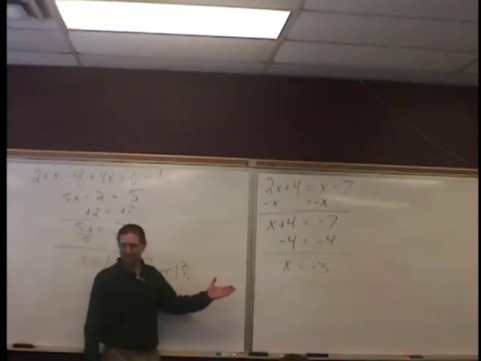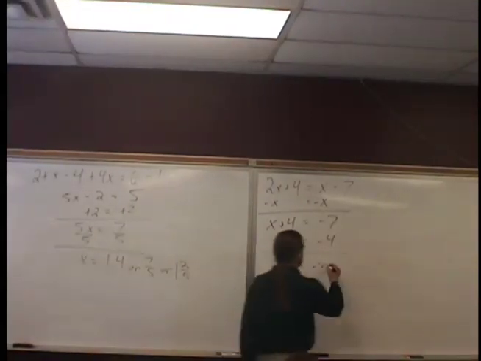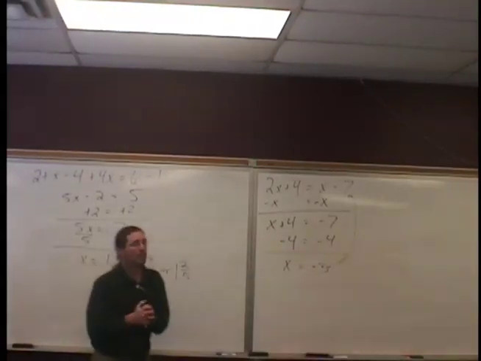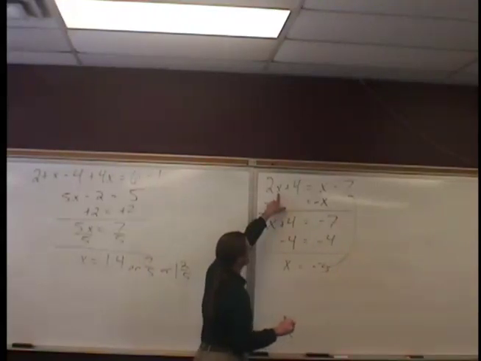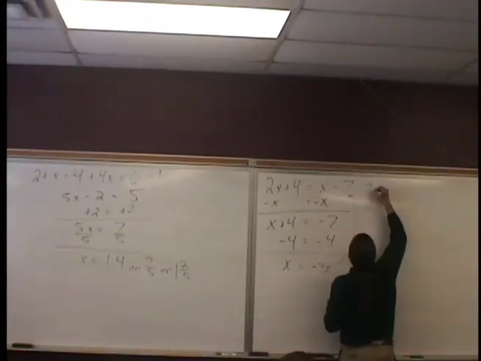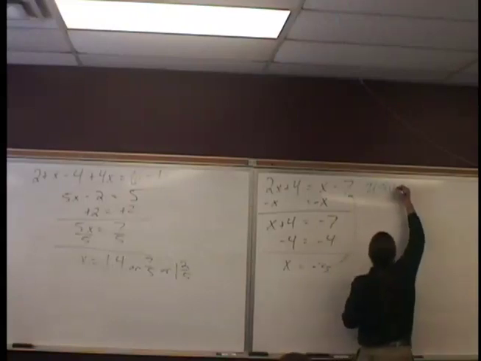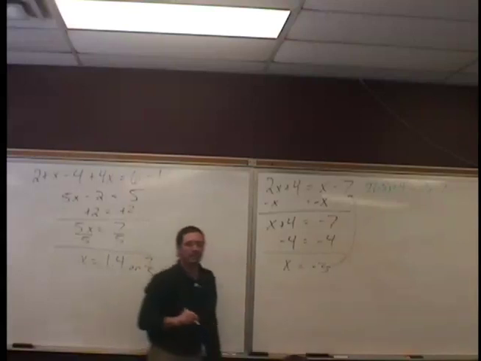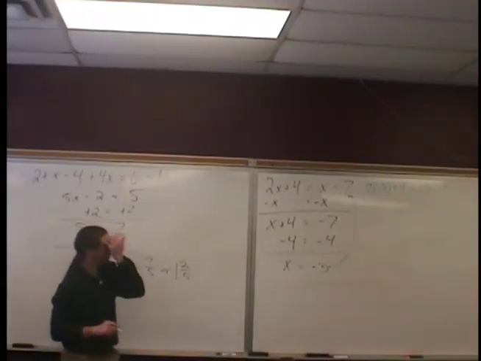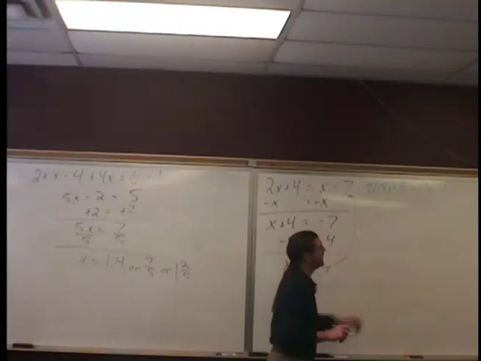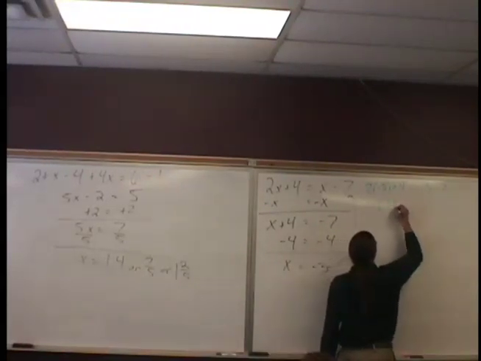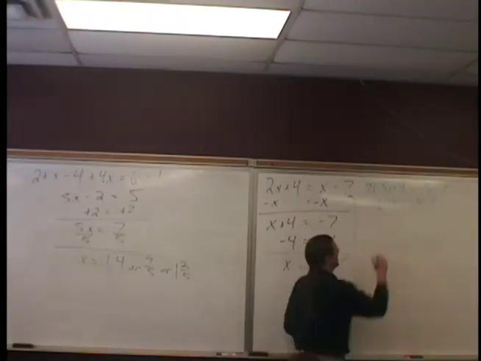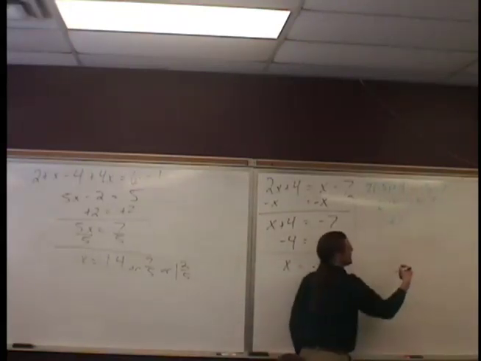Check my answer, okay? I'm going to come back up here, and I'm going to plug x is -3 in. Be careful with it. 2 times -3 plus 4 equals -3 minus 7. What do I do first? Multiply. What's 2 times -3? -6 plus 4 equals -3 minus 7. What's -6 plus 4? -2. What's -3 minus 7?